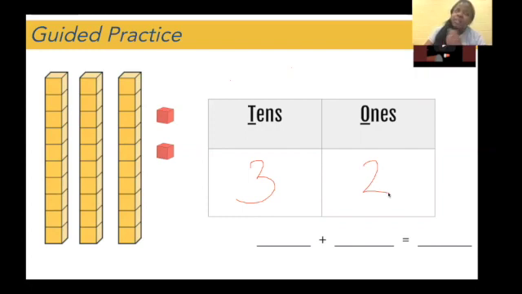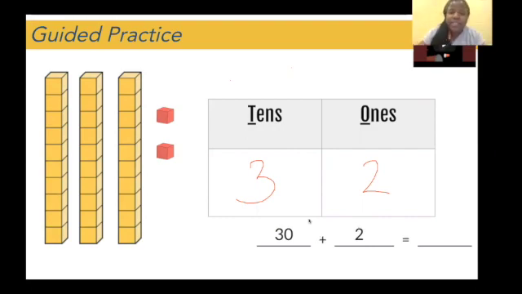If Miss Bennett has 3 tens, let me see. Let's count by 10s and see how much I actually have. Let's see. 10, 20, 30. Oh, 3 tens is the same thing as 30. Silly Miss Bennett. I forgot. 30. All right. 30 plus how many ones do we have? Perfect. If you said 2, you are on the money.